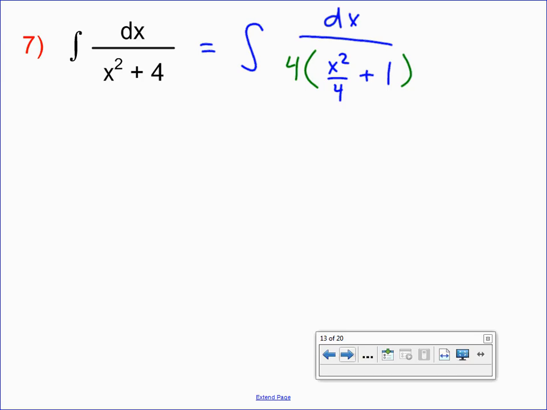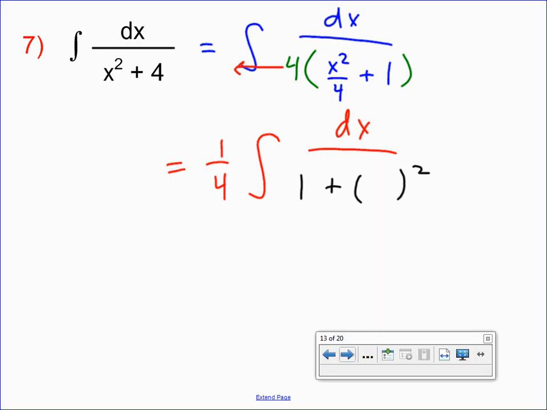In fact, this 4 on the bottom is simply a constant multiplier. I'm going to pull it out front entirely so I don't trip over it, as a 1/4. And at the same time, let's rewrite my bottom as quantity 1 plus argument squared. What would my argument be, such that when squared, it produces x squared over 4? Kyle? 1/2 x. Absolutely. So I'll write my argument as x over 2. So 1 plus argument squared would equal 1 plus x squared over 4.